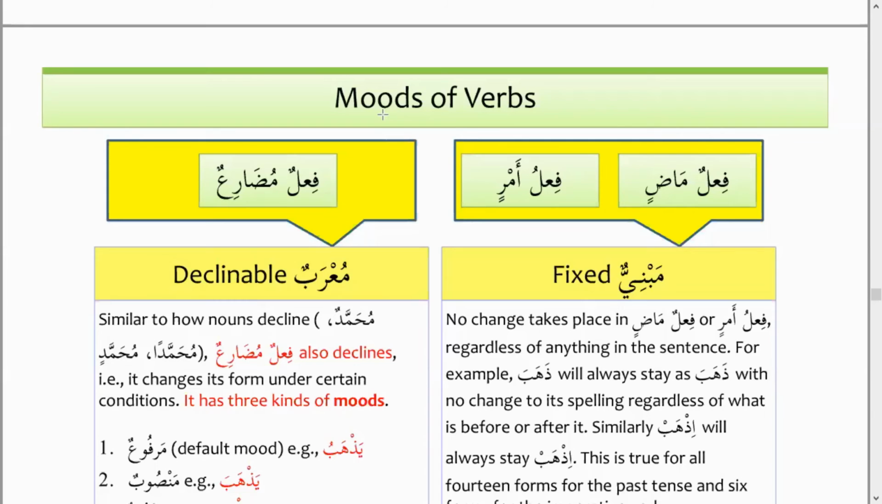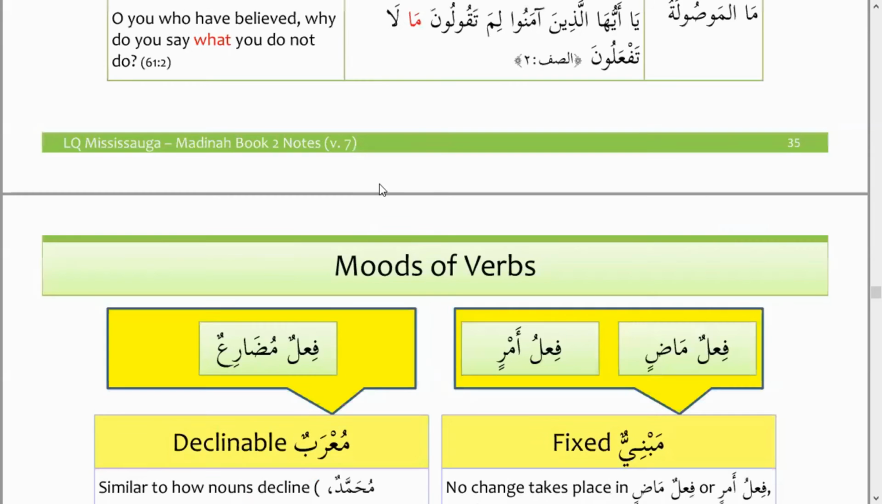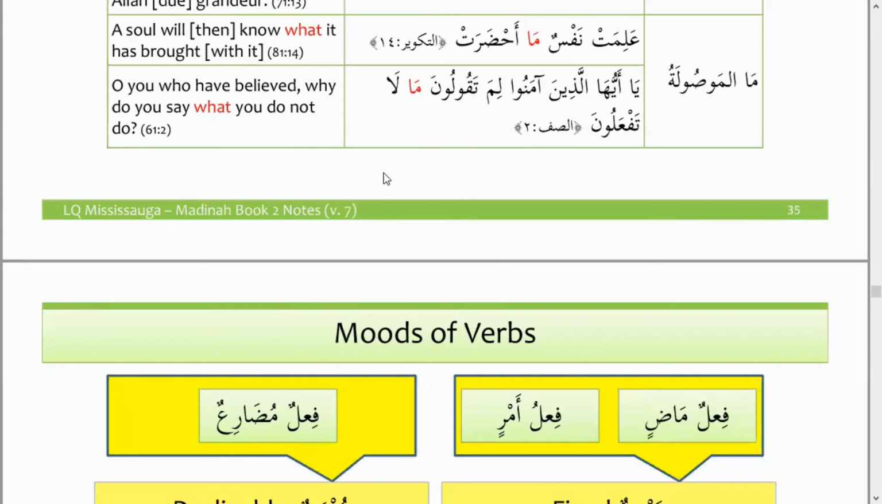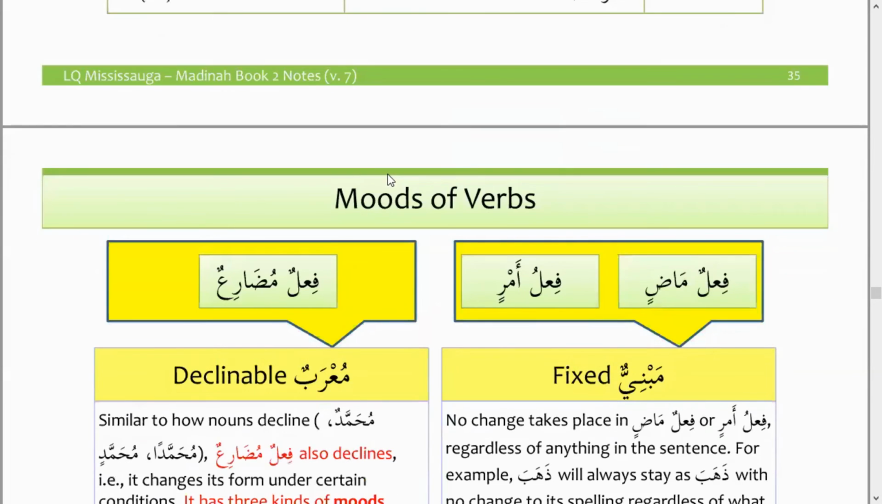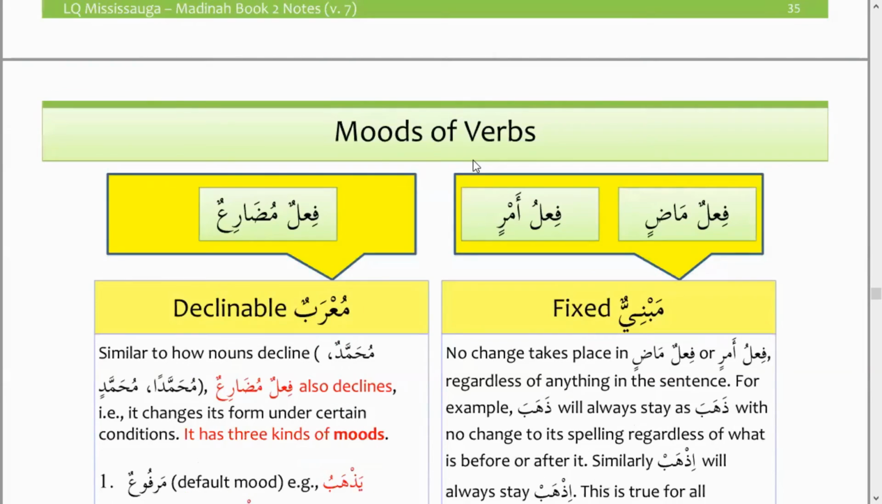All right, so it's like moods, but we do not call them moods in nouns. We say cases in nouns: marfu, mansub, and majroor. But when it comes to verbs, we say moods of the verbs. We won't say cases. I mean, it's just an English word for it, but we can say cases of the verbs also. But they wanted to say something different, maybe, so they said moods of the verbs. So fail mudare is moody, very moody.